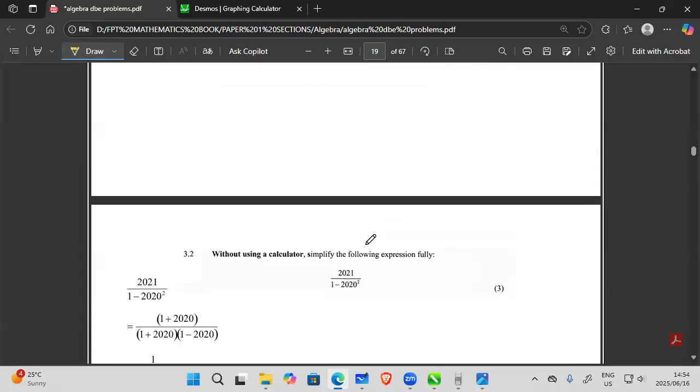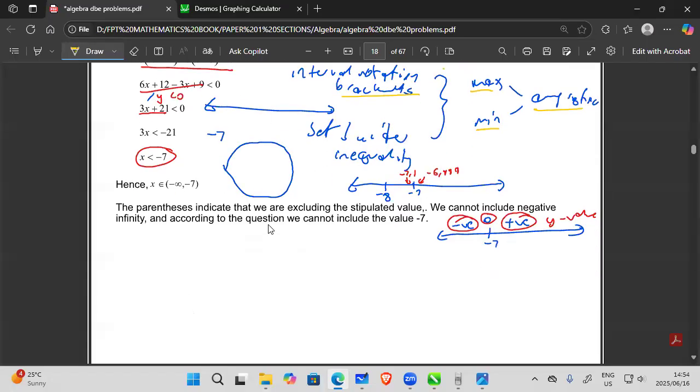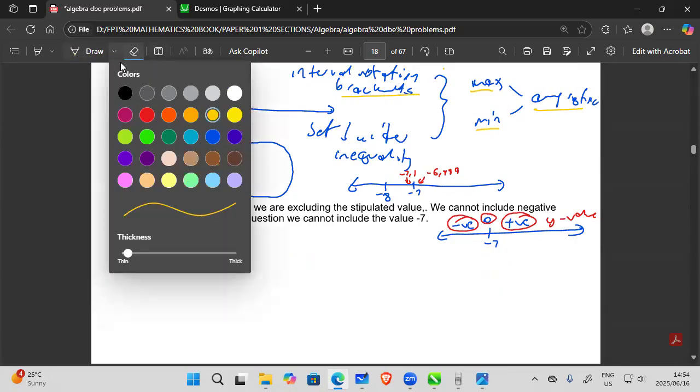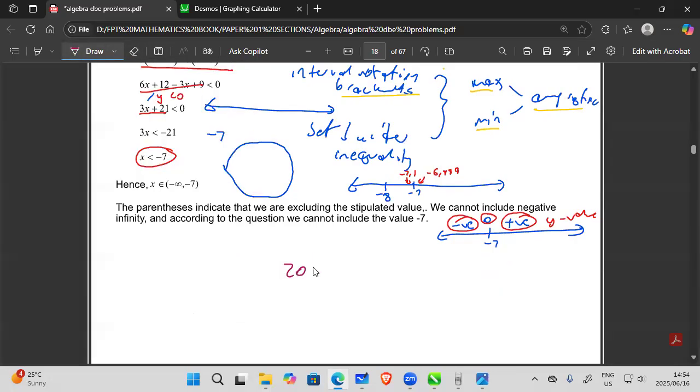So let's move on. Okay, we can do this one here too. Right, let's say that we have 2021 over 1 minus 2020 squared. And when you're trying to solve for something like this here, you just got to think outside the box, right? But if you look at it, I need to try to simplify this. It seems like we can't simplify it.